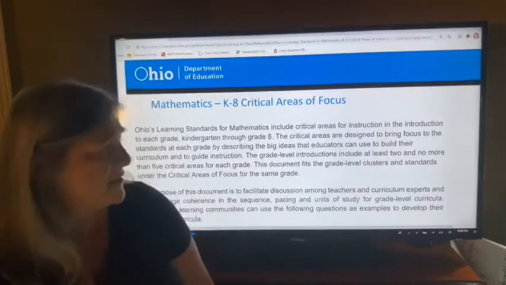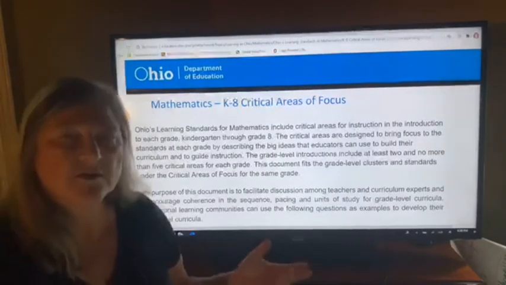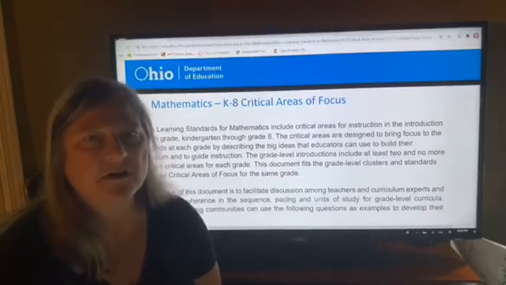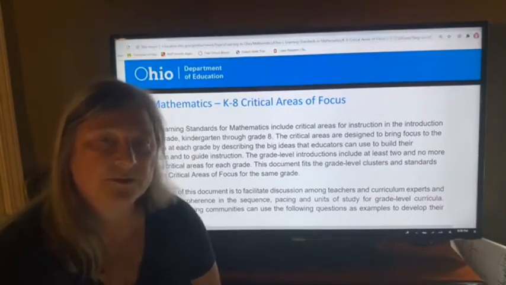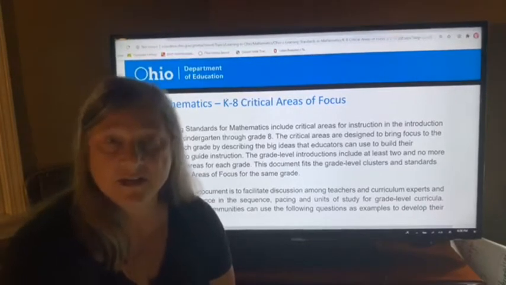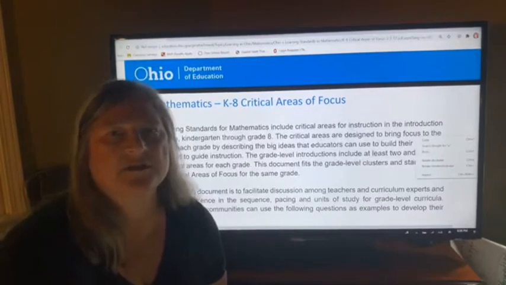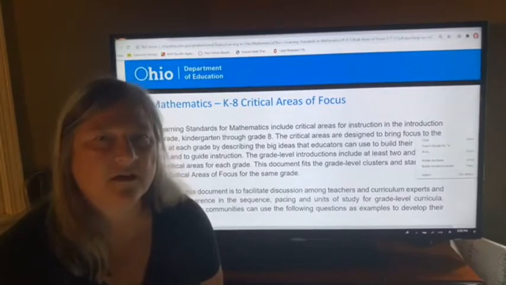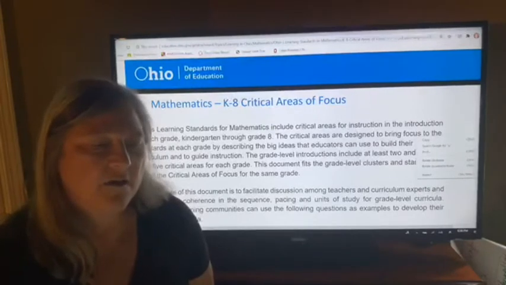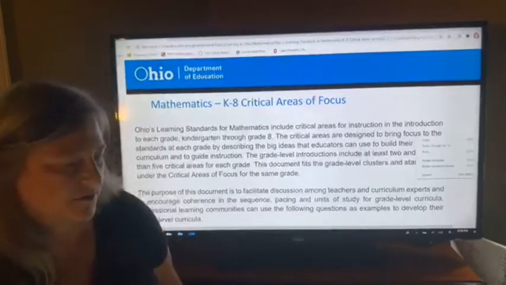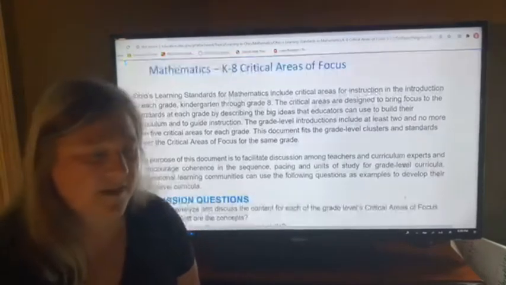So this is taken right from the Ohio Department of Education website. It talks a little bit about what critical areas of focus are. It's really intended to be a tool for teachers. Parents could look at it too, but the nice thing for teachers is that when it pulls out each of these critical areas, you can see how the standards fit together and work off of each other as your student or child learns the different topics in mathematics that they're supposed to.